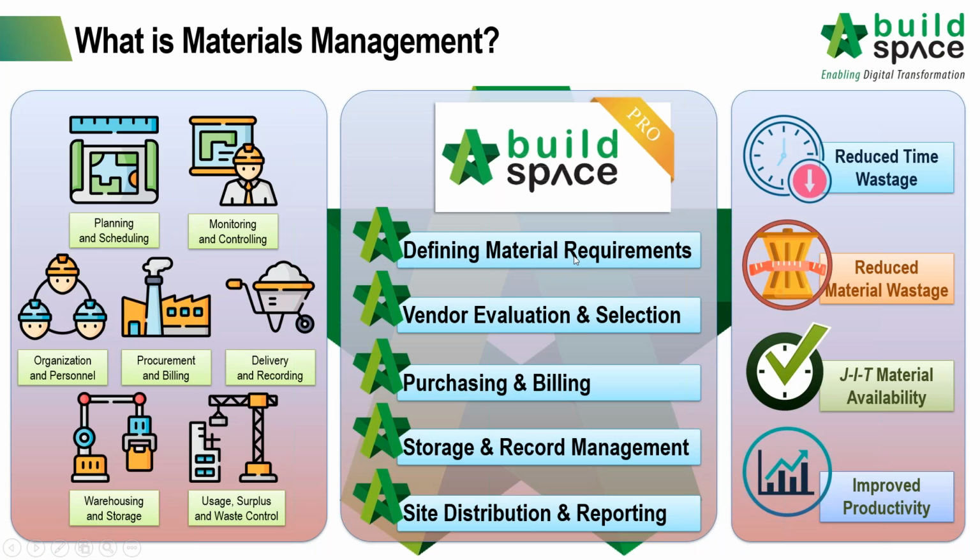Defining materials requirement can be done by extracting your BQ to form part of your RFQ. Then we send out the RFQ for our vendors to price in. Then we select them for PO purchasing, and for the purchase order, we continue with invoicing to be uploaded as a digital copy. Then from there, we manage our storage and also record our movement of site distributions and reporting. So the whole idea of materials management in BuildSpace Pro is represented in this chart.